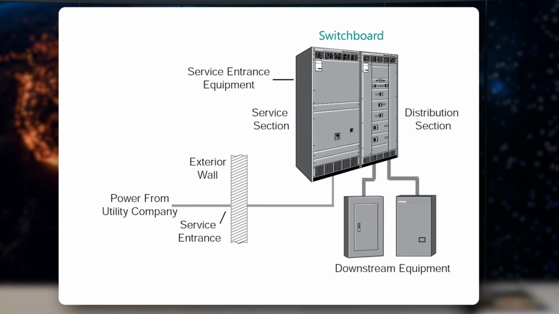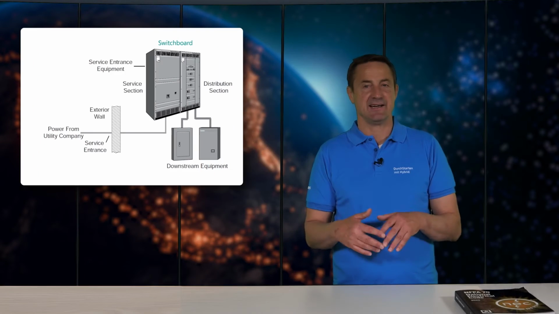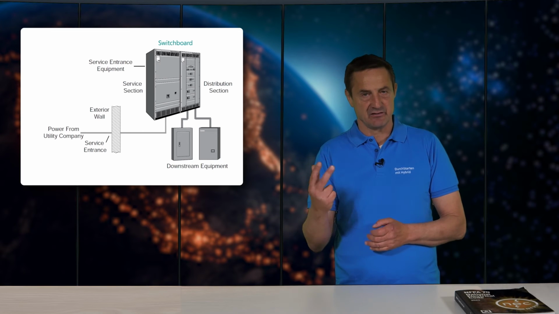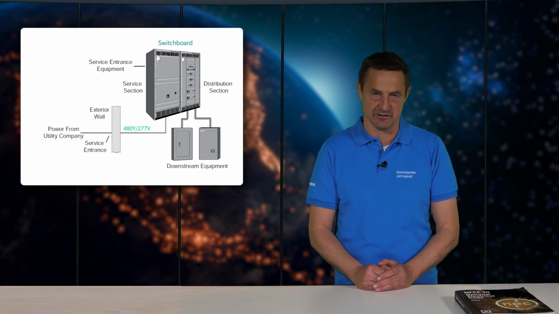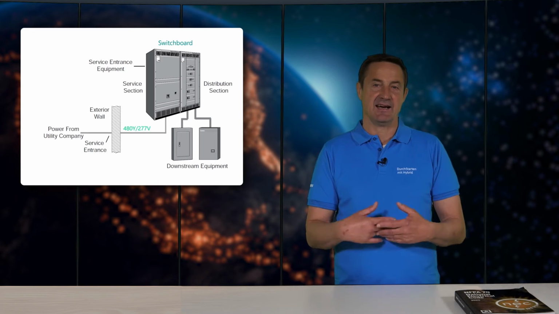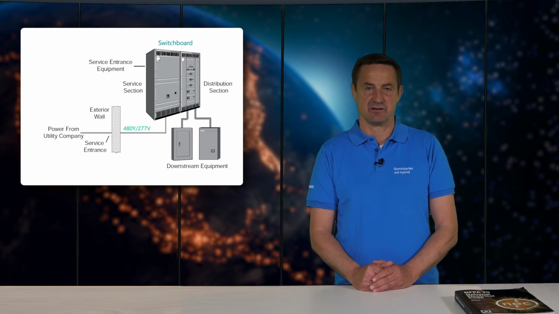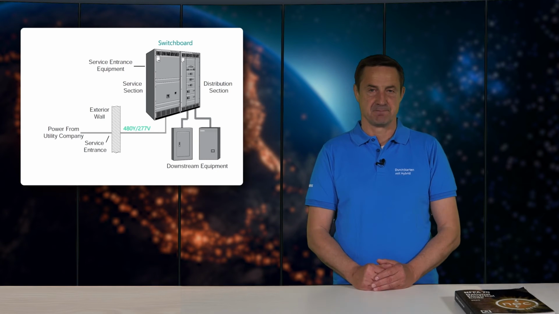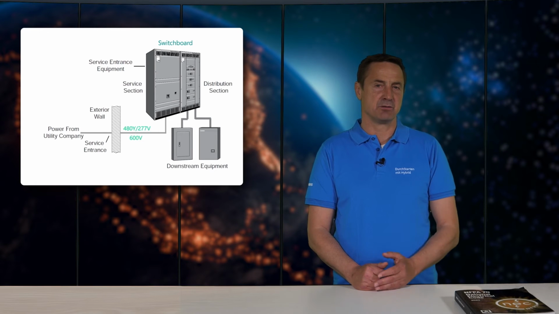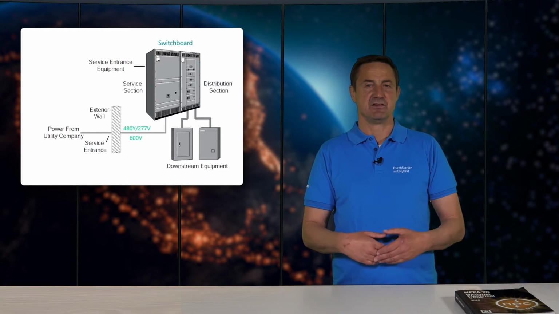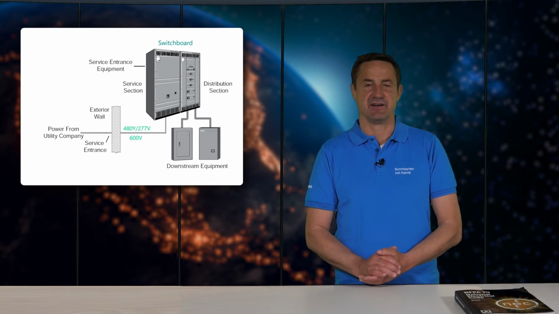Normally, the input power is the well-known and often used three-phase solid grounded Y infeed system with 480 volts phase-to-phase and 277 volts phase to ground. In some industry applications, switchboards are also used with an input voltage of three-phase 600 volts.